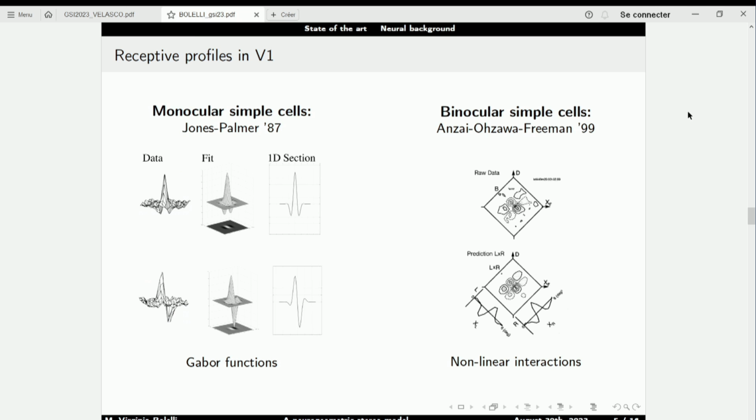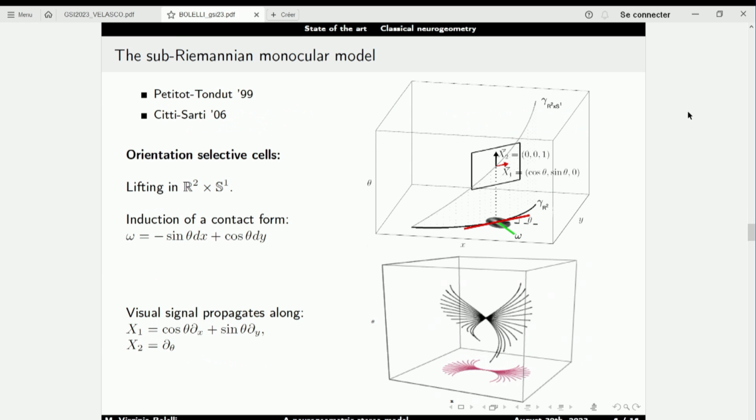What's interesting for us is that the primary visual cortex is the first area for processing the binocular signal. Anzai, Ozawa, and Freeman found that binocular simple cells perform a nonlinear integration of these left and right monocular responses. We know that the behavior and the functional architecture of monocular simple cells has been modeled using instruments of sub-Riemannian geometry, for example, in the work of Petitot, Tondut, and Citti-Sarti.